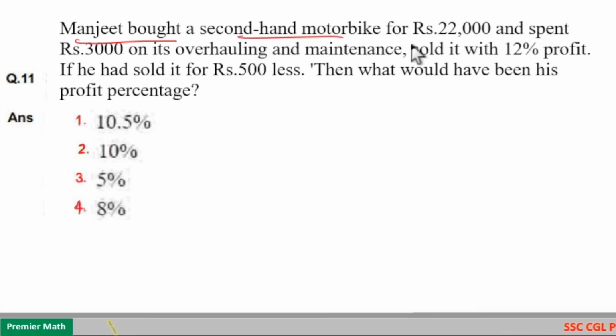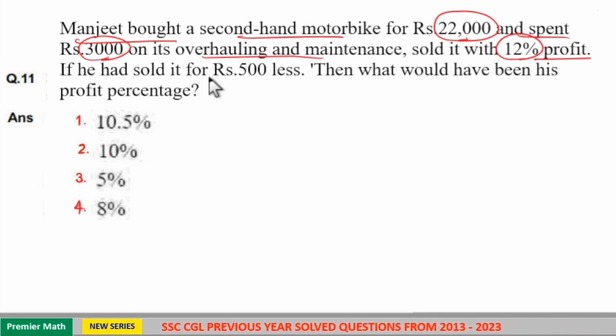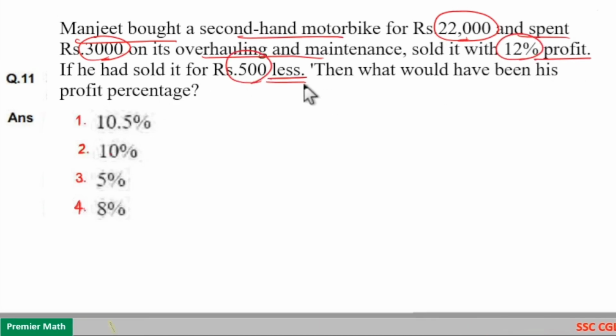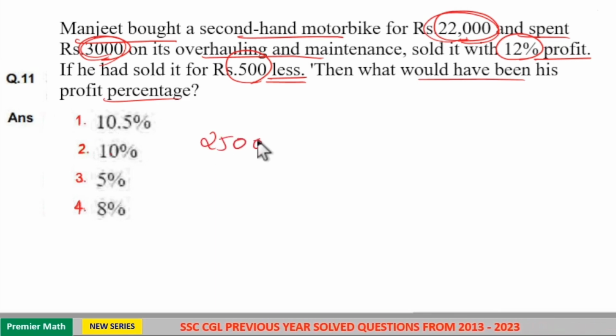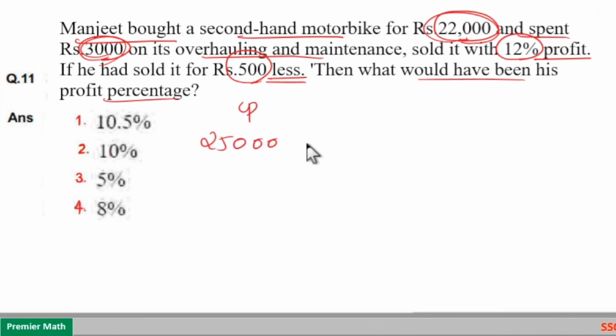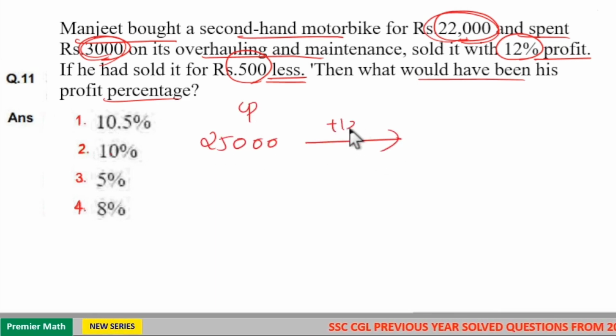Manjeet bought a second-hand motorbike for rupees 22,000 and spent rupees 3,000 on its overhauling and maintenance. Sold it with 12% profit. If he had sold it for rupees 500 less, then what would have been his profit percentage? Here cost price is 22,000 plus 3,000, that is 25,000. Now he sold it for 12% profit.